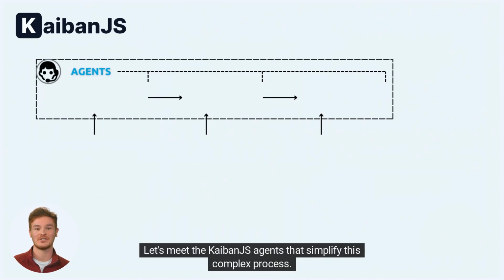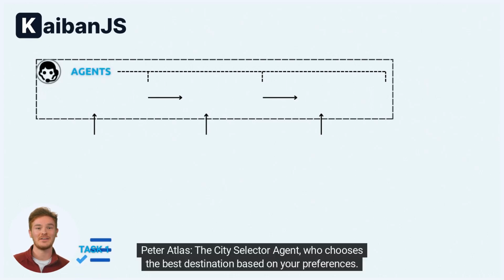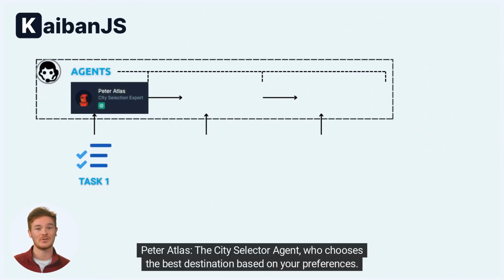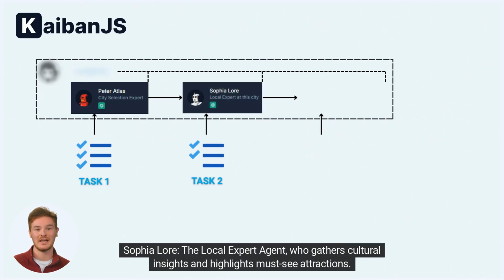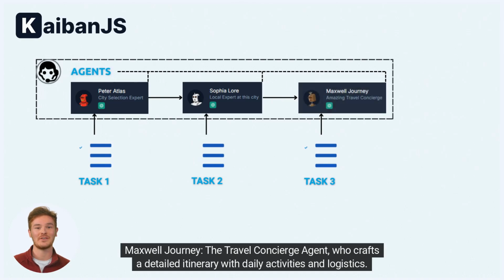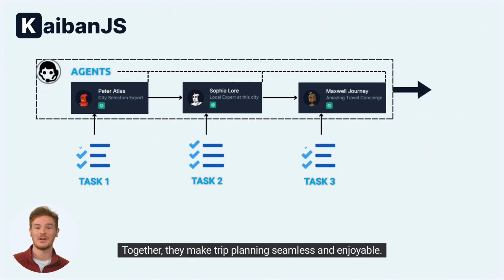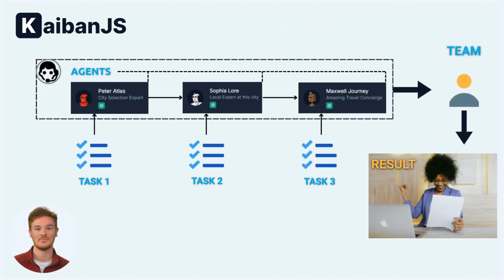Let's meet the KaibanJS agents that simplify this complex process. Peter Atlas, the city selector agent, who chooses the best destination based on your preferences. Sophia Lore, the local expert agent, who gathers cultural insights and highlights must-see attractions. Maxwell Journey, the travel concierge agent, who crafts a detailed itinerary with daily activities and logistics. Together, they make trip planning seamless and enjoyable.